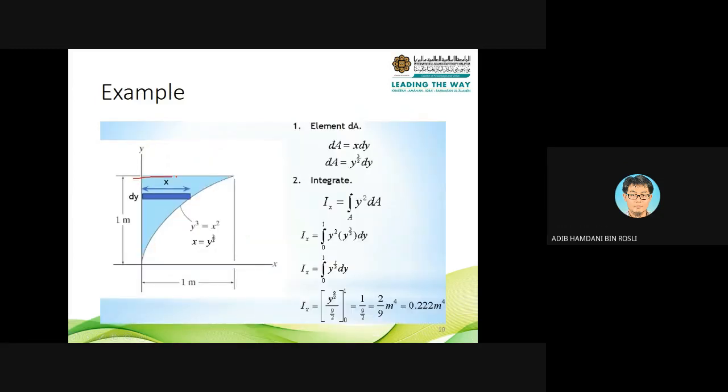So this is what we just discussed, and we define the differential element dA as x times dy. So x is, again, we manipulate this equation of the curve. You express x in terms of y, put it here, and then you integrate the moment of inertia about x, which is Ix equals the integration over the area of y squared dA. The rest will be the same.